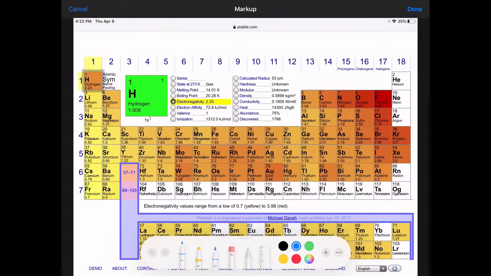Another trend we can look at on the periodic table is electronegativity. We can see that there's a trend of increasing electronegativity as we go to the right on the periodic table and as we go up. Electronegativity represents how easy it is for an atom to pull off some valence electrons.